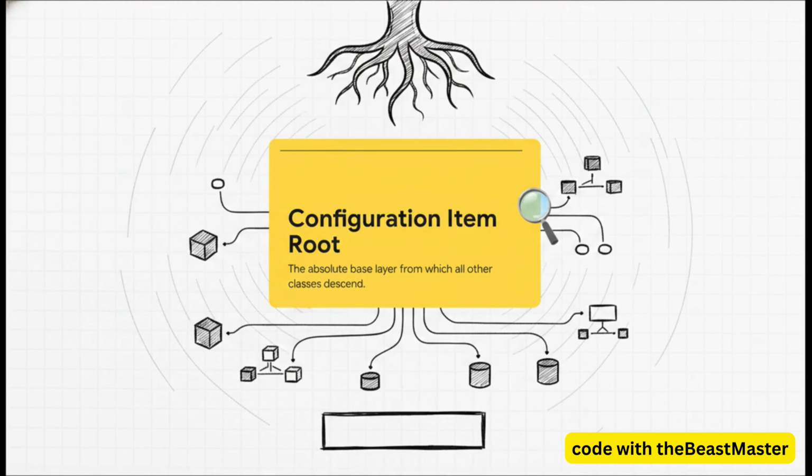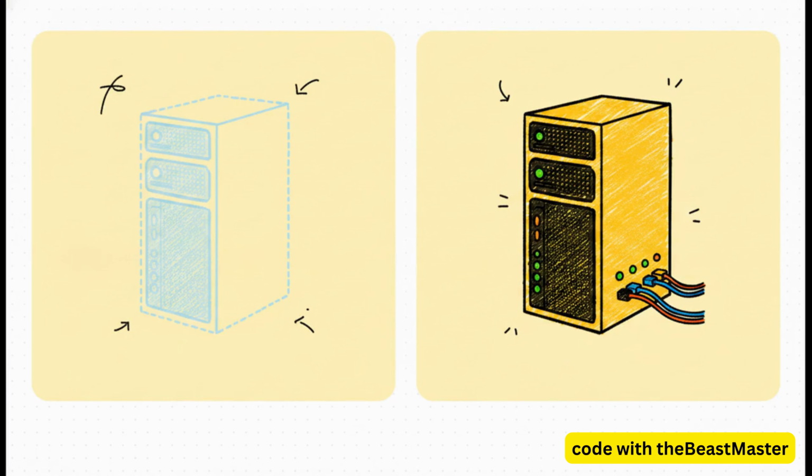Think of it as the foundational blueprint for the entire system. It holds those universal properties that apply to literally everything in your IT environment. Stuff like a name or an owner.